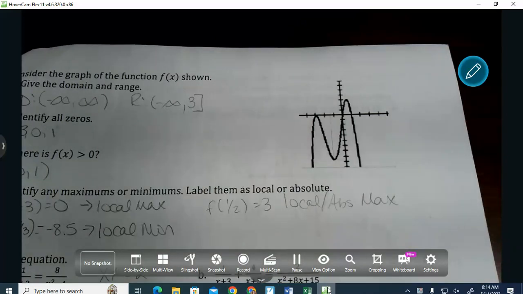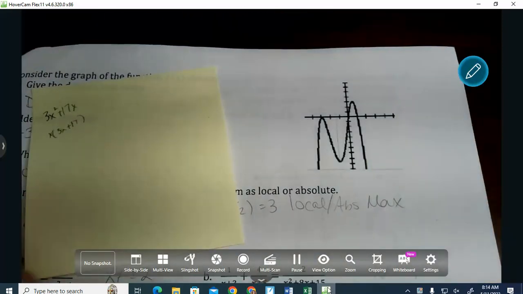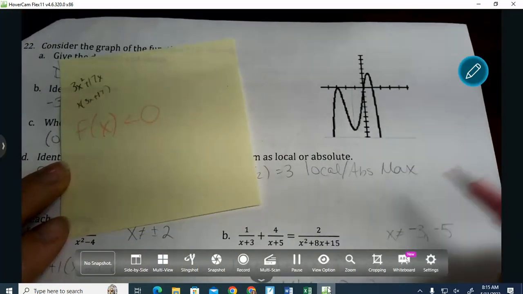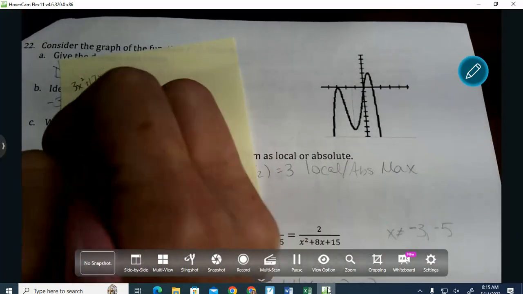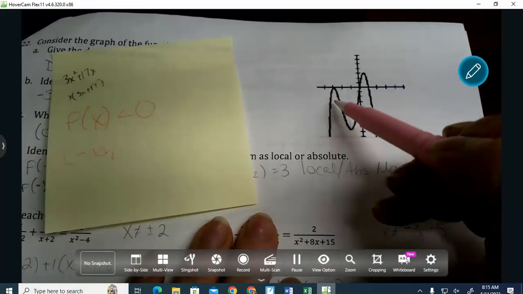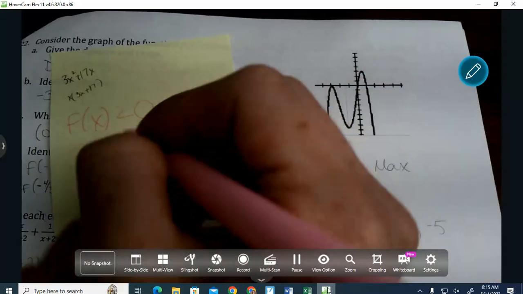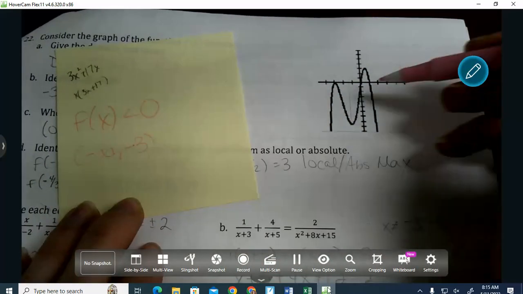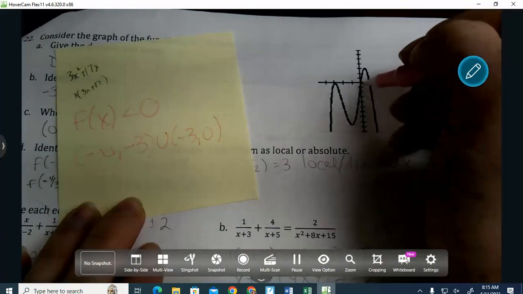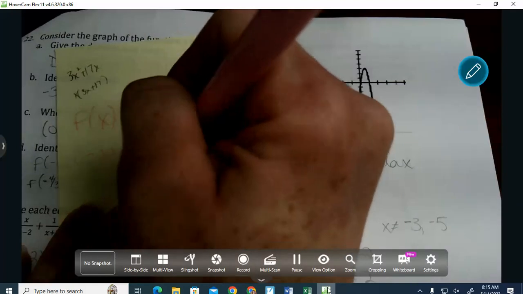What if I had said, when is f of x less than 0? What would you have to say? We'd have to go negative infinity to negative 3 because I didn't say equal to 0. So we can't include it. Union, negative 3 to 0, union 1 to infinity.